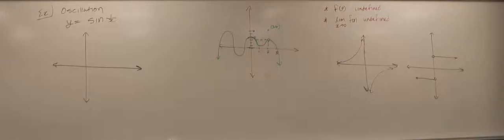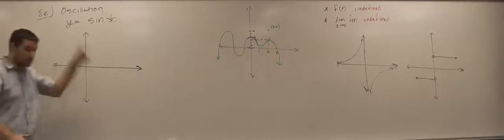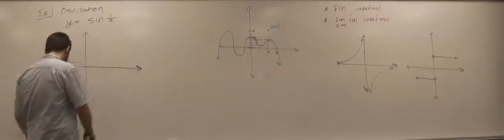Sine of 1 over x. So this is sine of 1 over x. And as you zoom in on 0, see what's happening? It's just super oscillating. It's just going up and down as much as it possibly can.